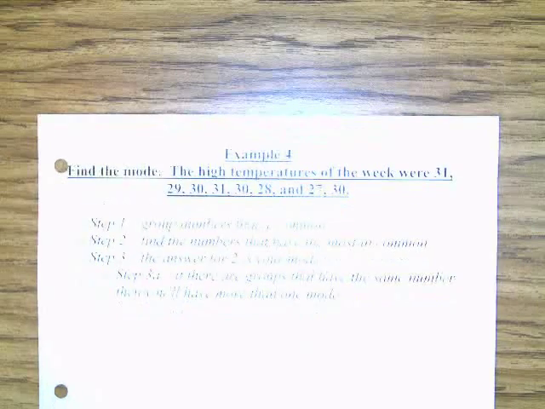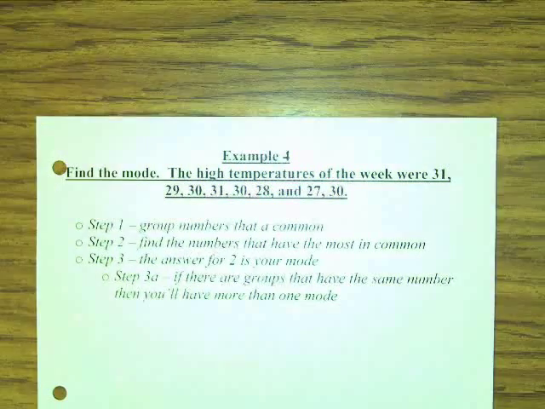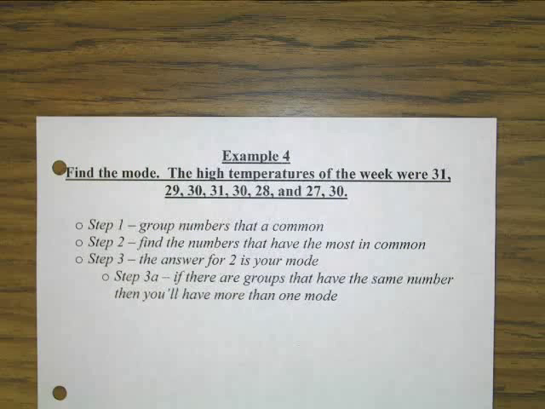All right, so our last example then is the mode. And who can tell me from yesterday what the definition of mode is? Max: The number that occurs the most in a set of numbers. Okay, so the one that occurs the most. So here's our example. We're going to find the mode for the high temperatures of the week, and they were 31, 29, 30, 31, 30, 28, 27, and 30.